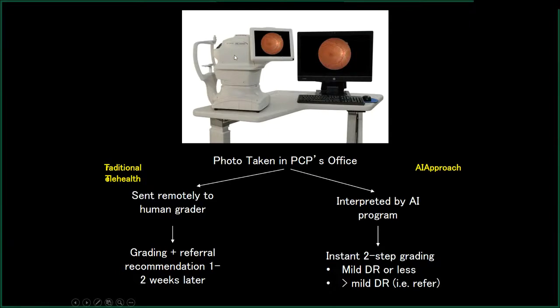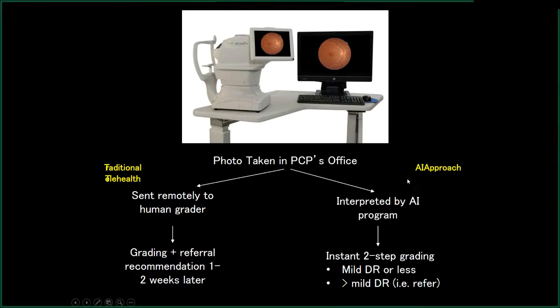But they're non-mydriatic, which means you don't have to place the dilating eye drops in. They'll take a photograph. They're not going to get the whole retina, right, because the pupil's not dilated. But they'll get this sort of area. They'll get the macula, the posterior pole. And then under the old paradigm, these photos would be taken and sent to one of my colleagues at the eye center. Her name's Dr. Wong. She'll review them, and she'll give you some grading, 1 to 2 weeks later, saying, everything looks good, or, oh, there's a problem, please refer.